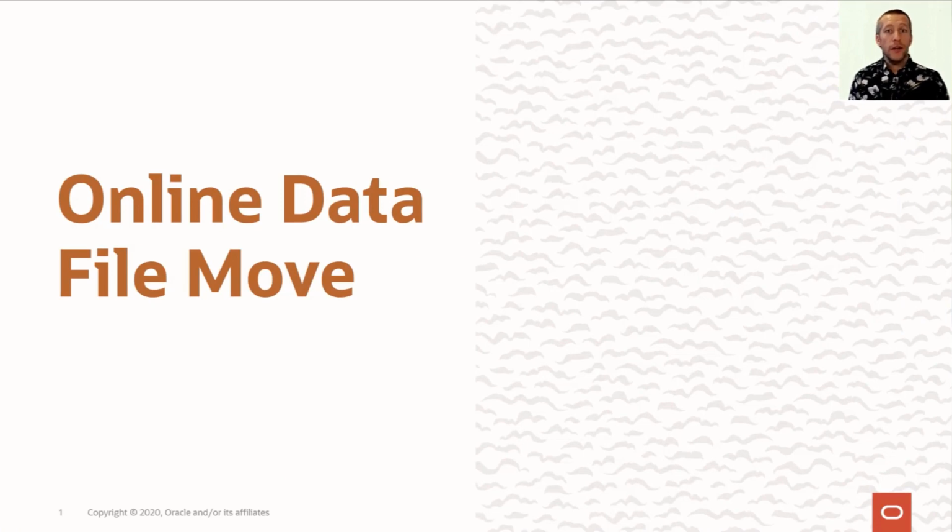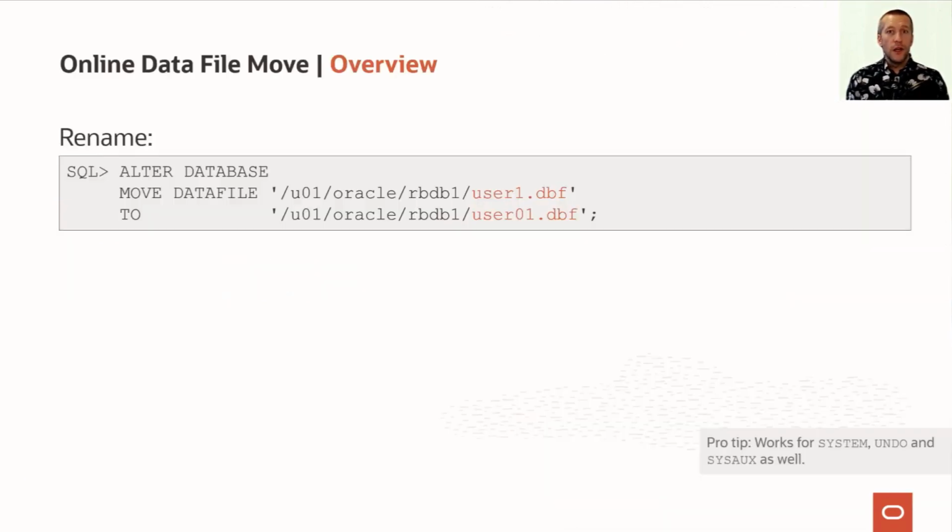Next, I would like to talk about online data file move, which is a feature that was introduced in 12.1, and it is an Enterprise Edition feature. You can use it to rename a data file. In this example, I'm giving a data file a new name, but I could also use it to relocate the file into a different directory or even to a different mount point. You could imagine that the data stored in that data file is no longer accessed that much, and you want to move it to a lower cost storage.